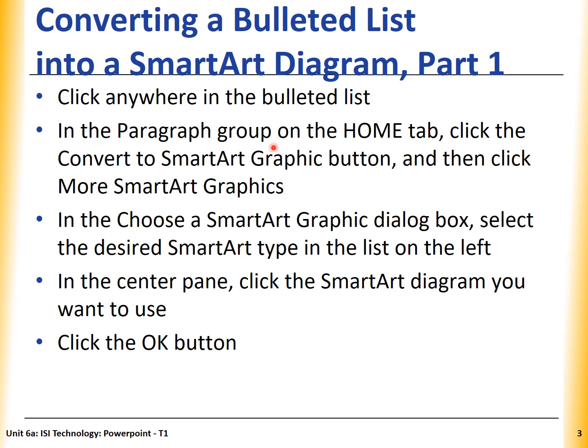Insert the paragraph group on the Home tab. I already told you what the Home tab is. Click the Convert to SmartArt Graphic button and then click More SmartArt Graphics. In the Choose a SmartArt Graphic dialog box, select the desired SmartArt type in the list on the left. In the center pane, click the SmartArt diagram you want to use, then click the OK button. We are going to see this later on.